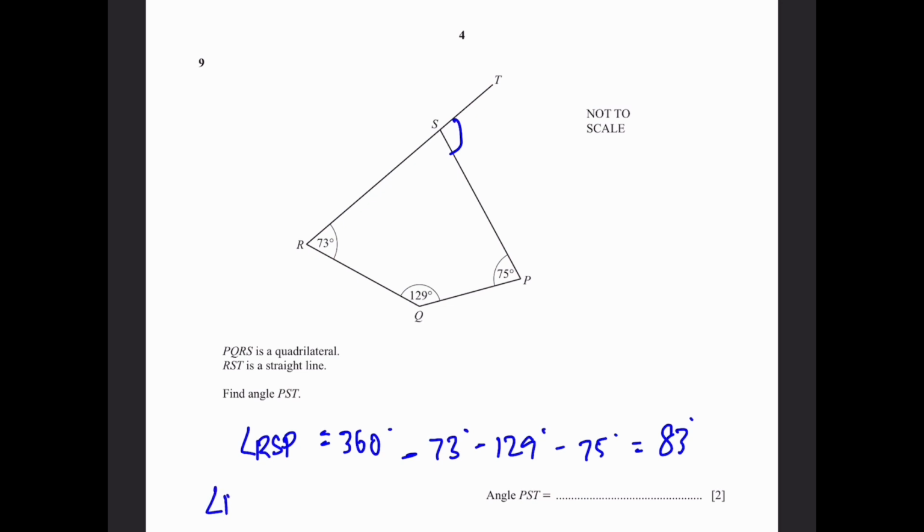And angle PST is equal to, because it's on a straight line with the angle RSP, 180 degrees minus 83 degrees. Why? Angles on a straight line add up to 180 degrees. It's mentioned RST is a straight line, by the way. So 180 minus 83 is equal to 97 degrees. And that's angle PST. Just label that. That's the answer.